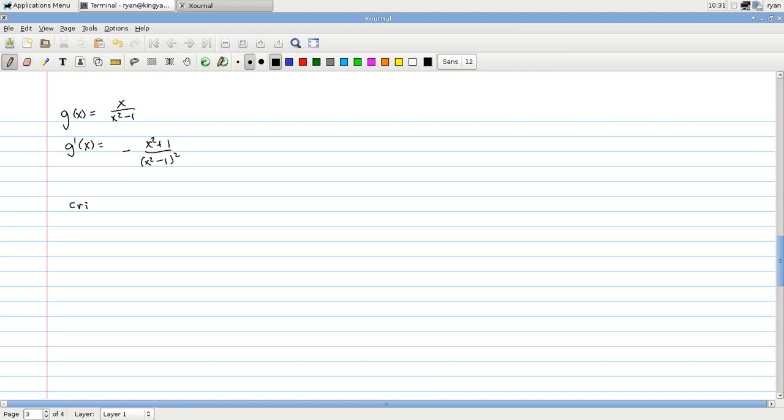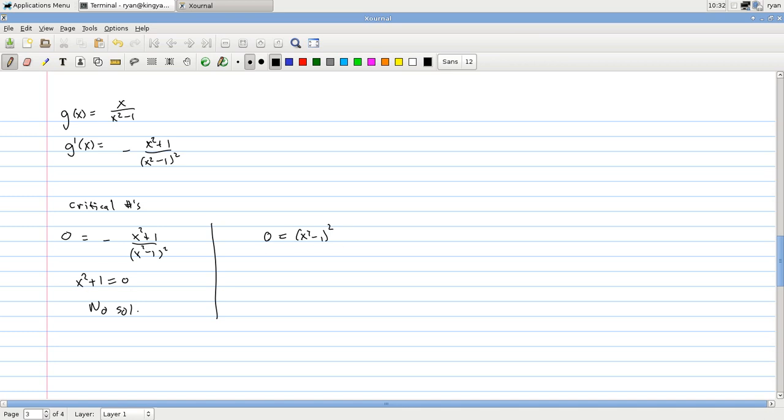So to get the critical numbers, we want to see where the derivative is 0 and where it is undefined. So we'll set 0 equal to our function, and we'll see where this is undefined, which is where the denominator is 0. So if the function is 0, that amounts to setting its numerator equal to 0, so x squared plus 1 equals 0. And this gives us no solutions. So we get no critical points from the derivative being equal to 0.